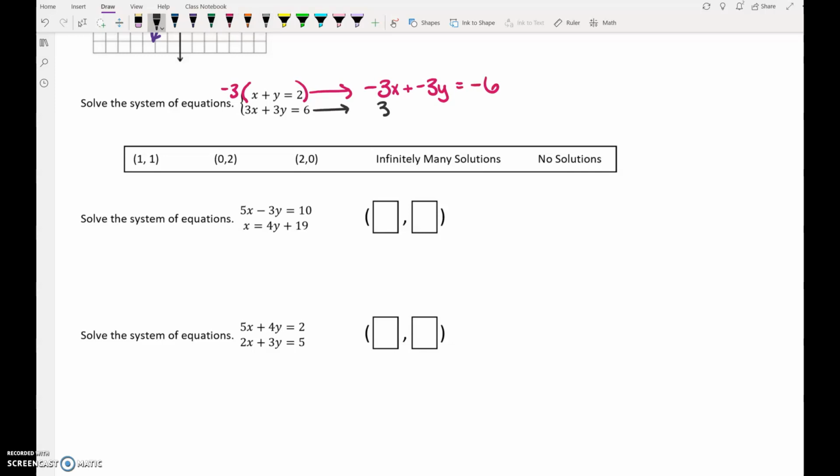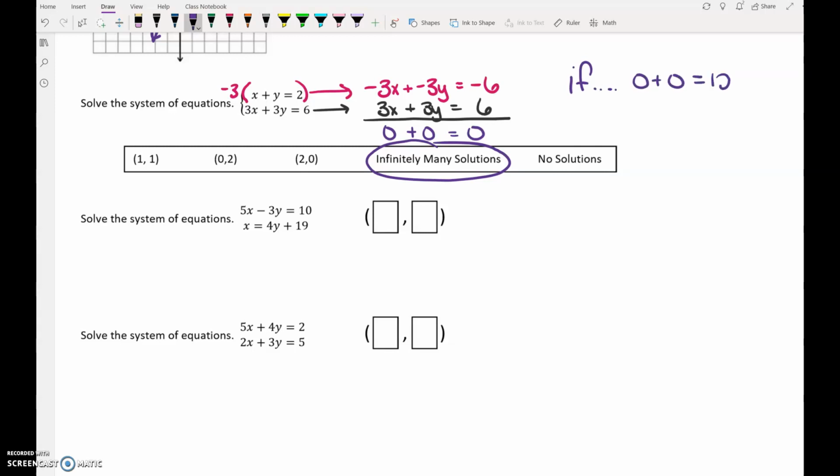My original bottom equation. And as you're writing them, you might already see, wait a minute, these are exact opposites of each other. So when we add them together, we're going to have 0 plus 0 equals 0. Does 0 equal 0? That means many solutions. If you got something like 0 plus 0 equals 12, that is not true. That would mean that your answer was no solutions.